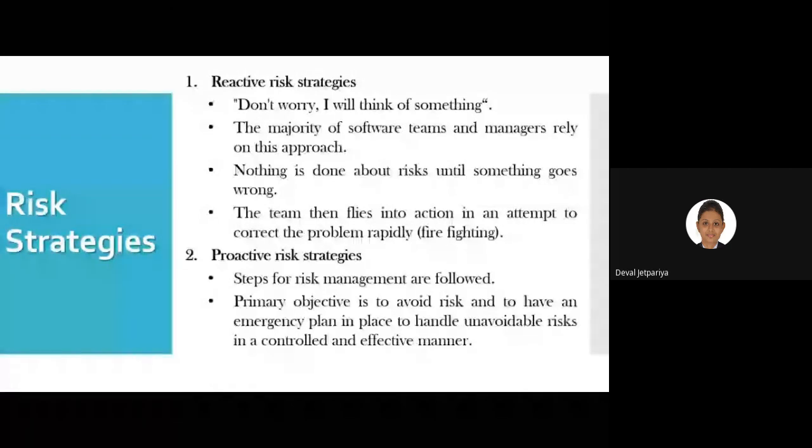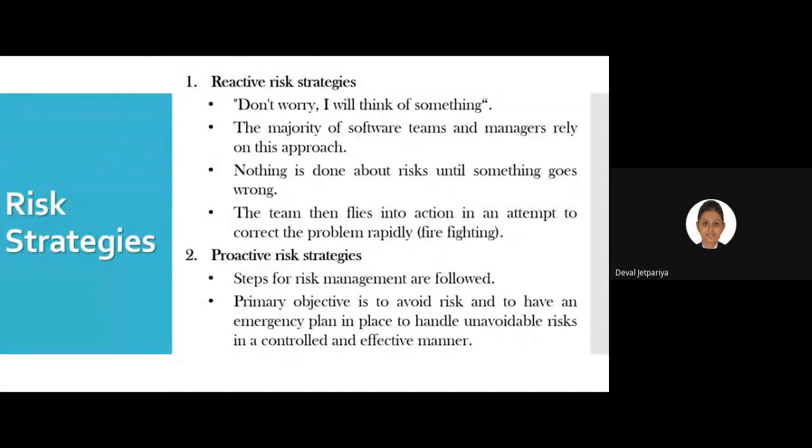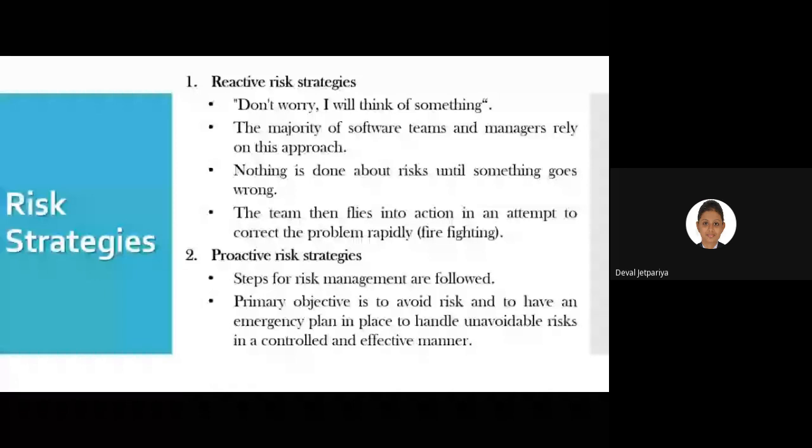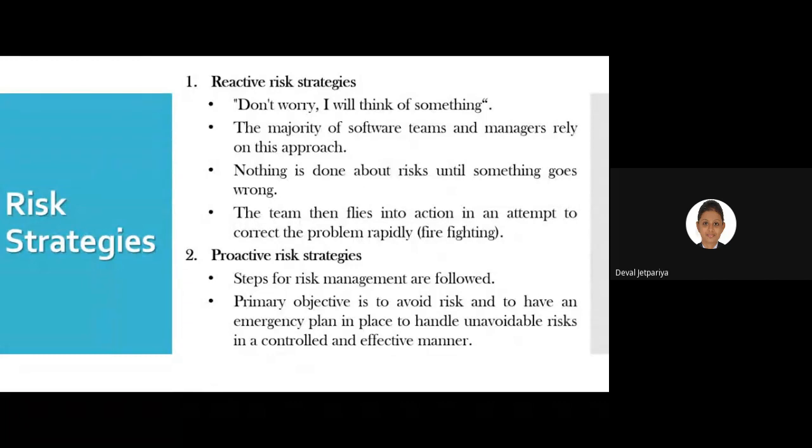The second one is the proactive risk strategy. Steps for risk management are followed. That means here we have the mass of people who are very studious, right? They are reading from the first day itself, okay? The primary objective is to avoid the risk and to have an emergency plan in place to handle unavoidable risk in a controlled and effective manner. They are planning from the first day of their semester itself, because it may happen that meanwhile you have some emergency issue, you are not well or anything happens, then you can still cover everything, right? Okay.